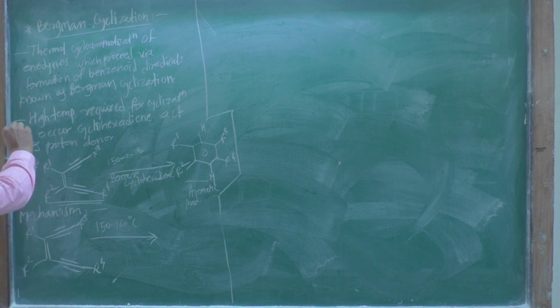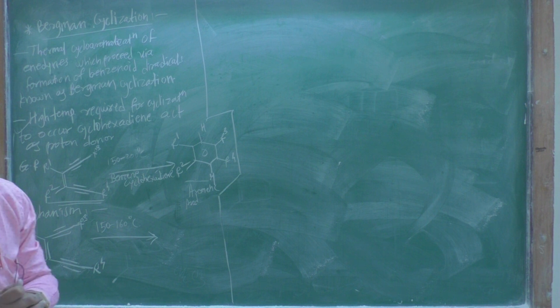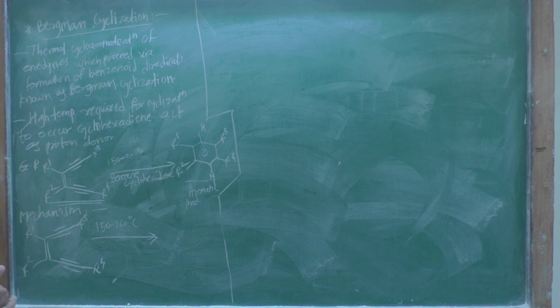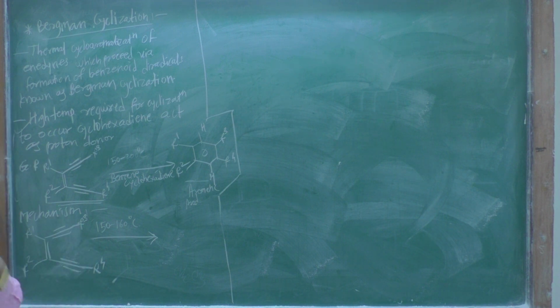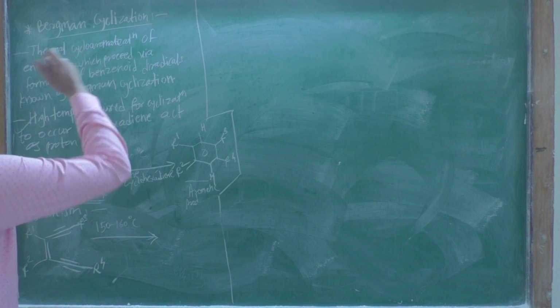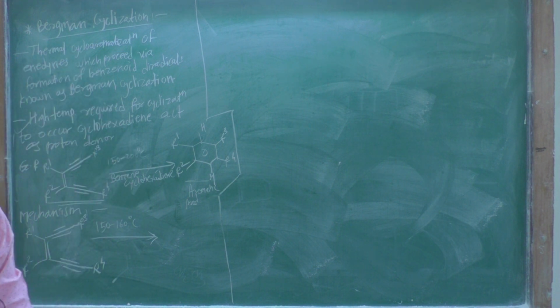The second point says that high temperature is required for the cyclization to occur, and cyclohexadiene acts as a proton donor. Means at high temperature the cyclization of the reaction is required to occur, and cyclohexadiene acts as a hydrogen donor. This is the introduction part of the Bergman cyclization reaction.